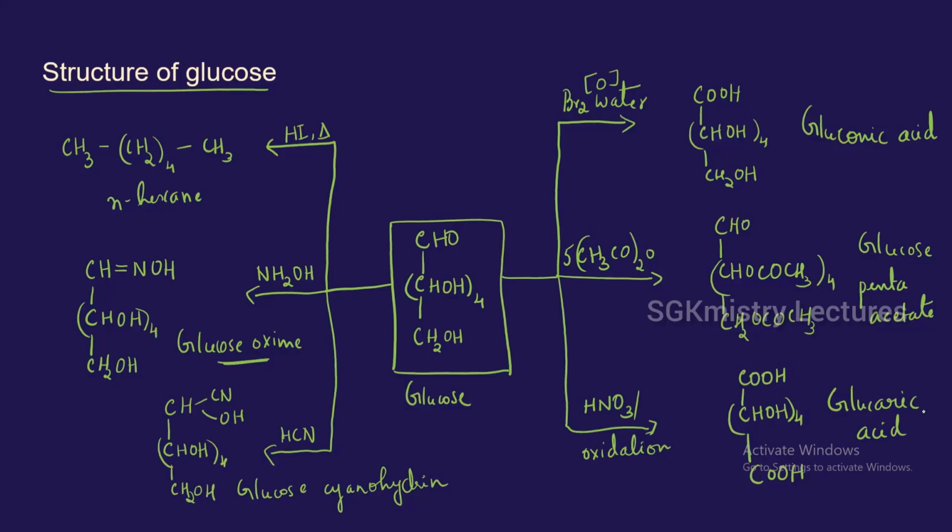So from this, they knew the various things. That is, one is 6 carbon atoms arranged in a straight chain. A carbonyl group is present, and in the carbonyl group, they confirmed that it is the aldehyde group. And then they also knew that there are 5 OH groups present. Among the 5 OH groups, one of the OH groups is a primary alcoholic group. So these were the various inferences drawn in the structural elucidation of glucose. But the exact arrangement, that is the spatial arrangement of these OH groups, was given by Fischer.